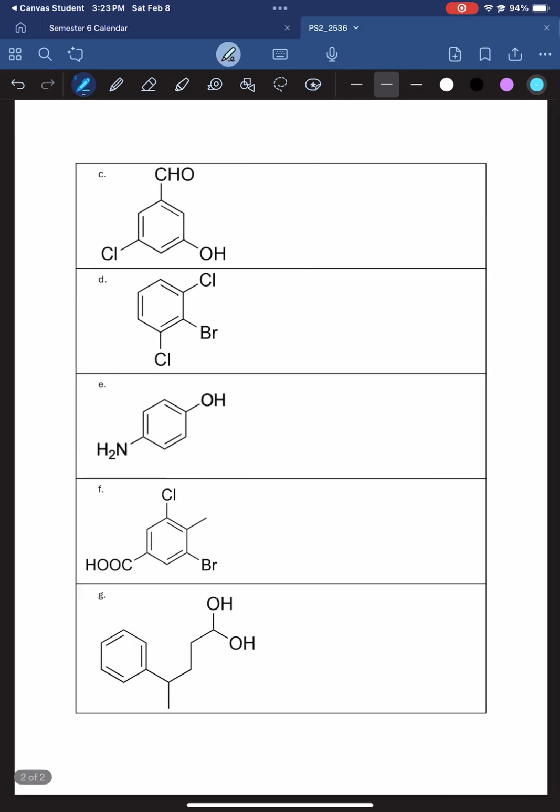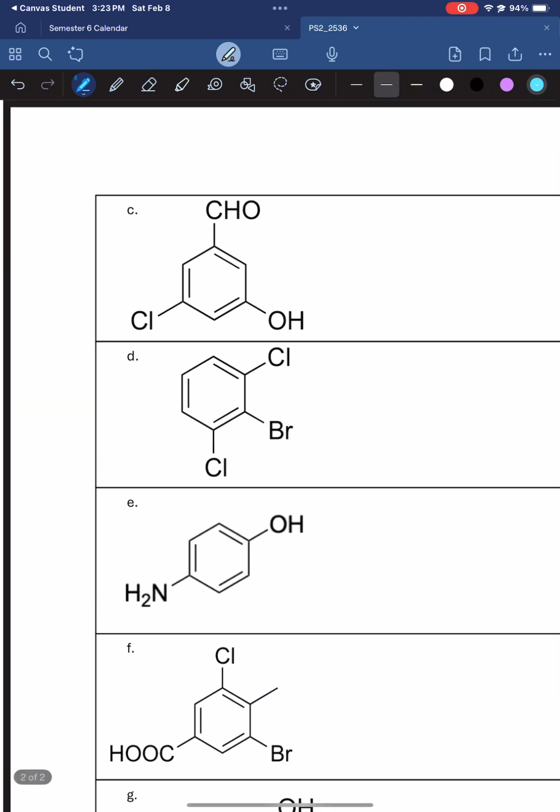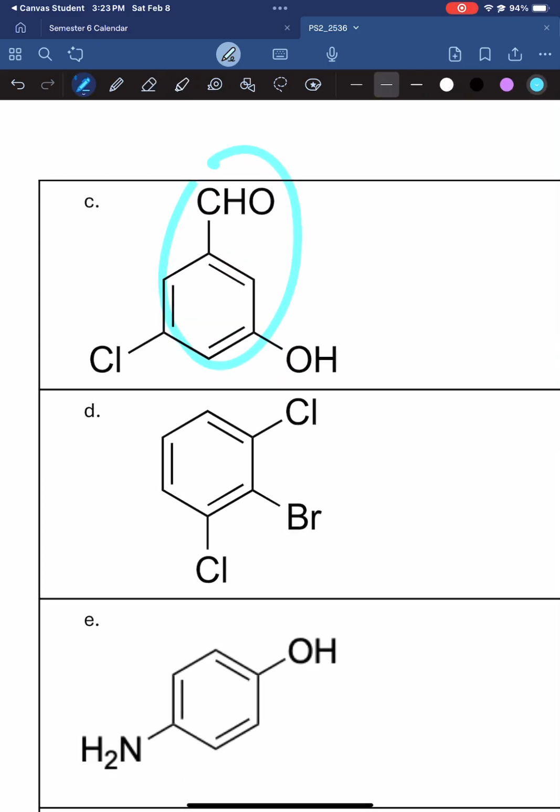Alright, let's go with letter C now. Let's try to find the main parent chain. In this case, there are actually 2. This is going to be the CHO as well as the OH. And in this case, the CHO, which is the aldehyde, takes priority. So that is going to be our parent chain. So let's start naming here.